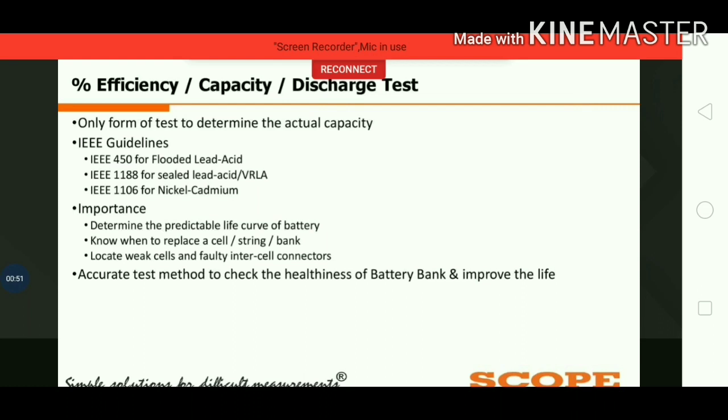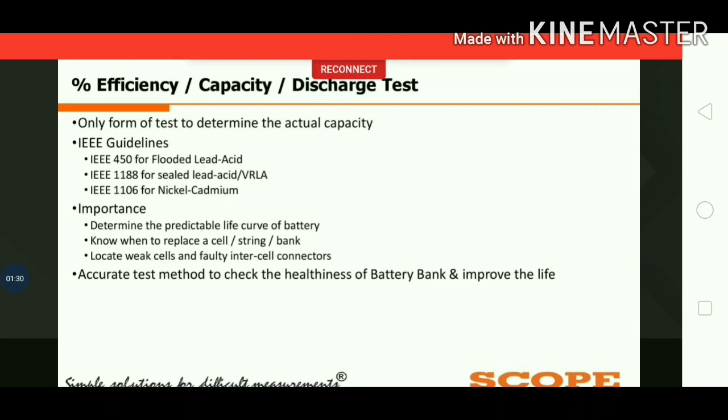So what is basically this capacity or discharge test? This is the only form of test to determine the actual capacity of the battery. IEEE has separate guidelines for the different types of batteries. For flooded lead acid, we have IEEE 450. For VRLA type batteries, IEEE 1188 is there, and for nickel cadmium batteries, IEEE 1106 is there.